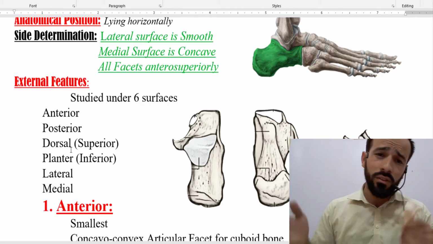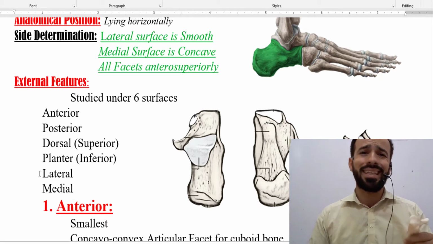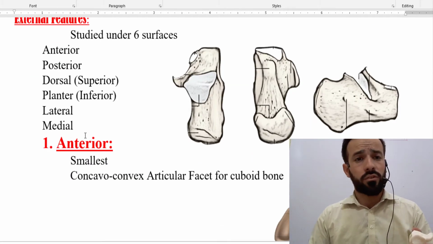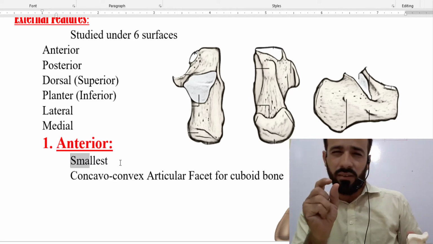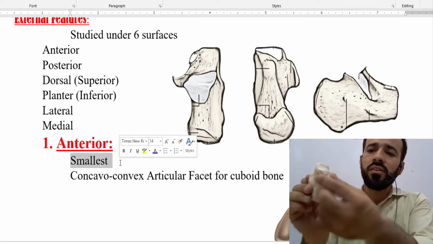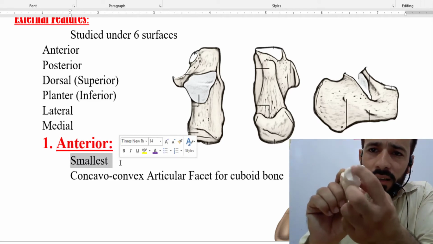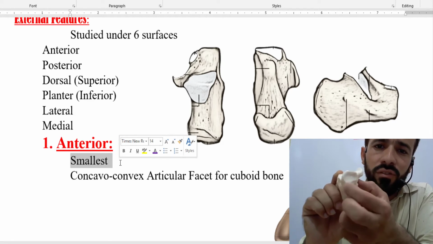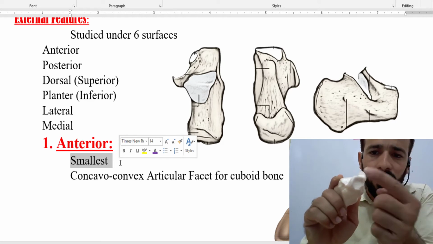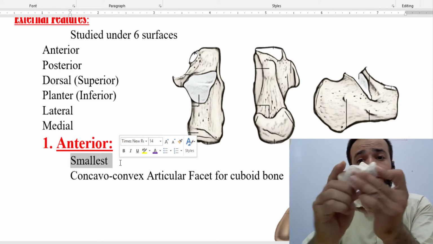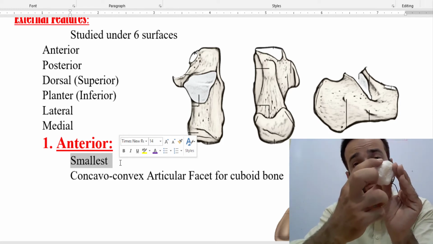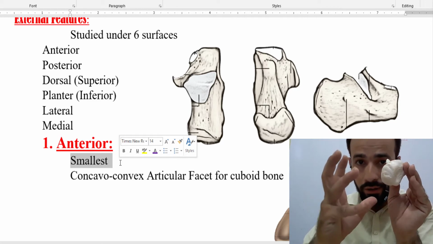Right, friends? Now let's see the features which are present in the anterior surface of this bone. So this is the anterior surface. It is the smallest surface, right? This anterior surface is mostly the smallest surface of this bone. That's so simple, friends. If you compare the anterior surface to the posterior surface, the posterior is a little bit broader and wider, right?